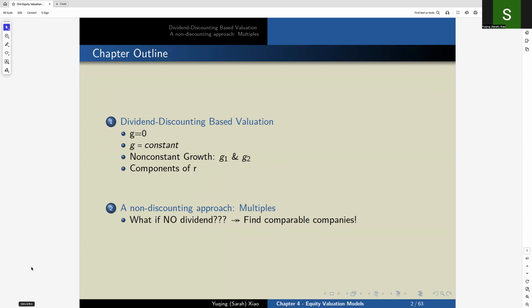Here's the roadmap for the lecture. We will start with dividend discounting models. We will look at the zero growth case, where dividends stay constant, then move to constant growth, and finally the non-constant or two-stage growth models. Along the way, we will also break down the components of the required return. Then in the second half of the lecture, we will switch gears to a non-discounting approach, valuation using multiples. This method is especially helpful when companies don't pay dividends. So by the end of the day, you will see both the rigorous discounted cash flow approach and the practical shortcut analysts often use in industry.